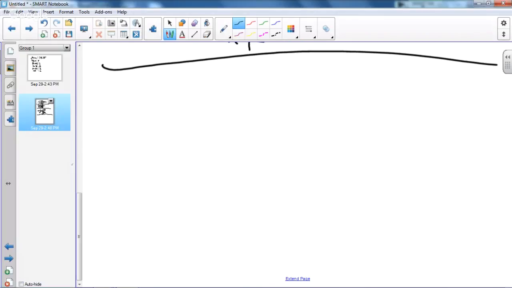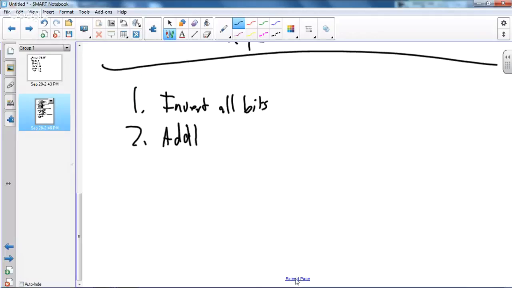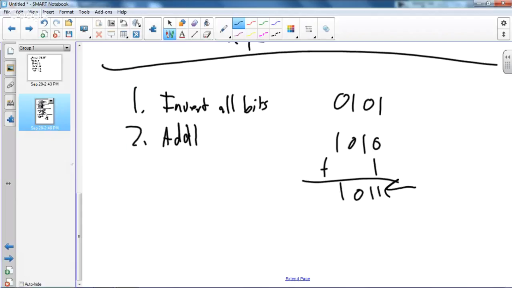Number 7. How is 2's complement calculated? It's 2 steps, right? You're going to invert all bits. Then you add 1. Illustrate the process with an example. Any example would do. I just wanted you to give me a number, like say 0101, invert the bits, add 1, and then claim, aha, we now have the negated number.